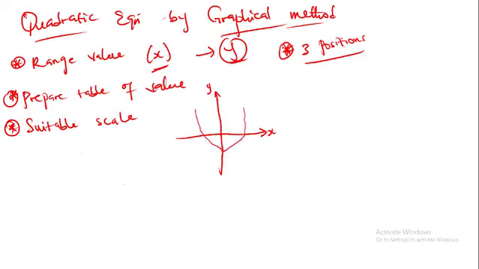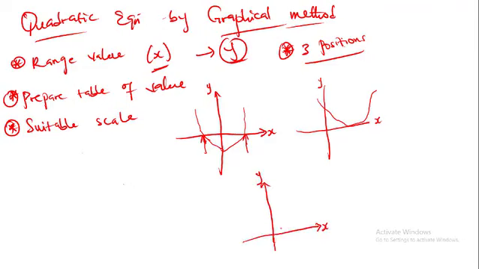Then we have a point of intersection here. We have the second one. This is x, this is y, to be of this form. And then we have the third one. Here is our y, and here is our x, to be of this form.